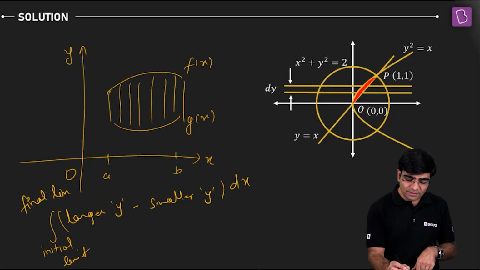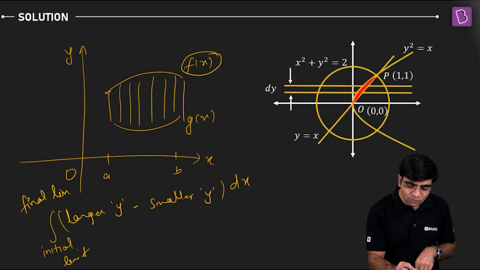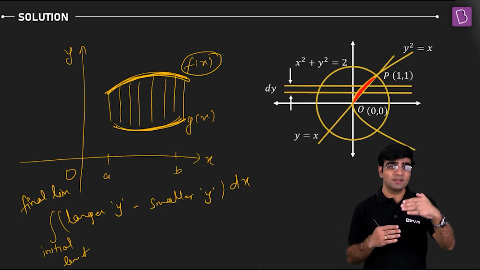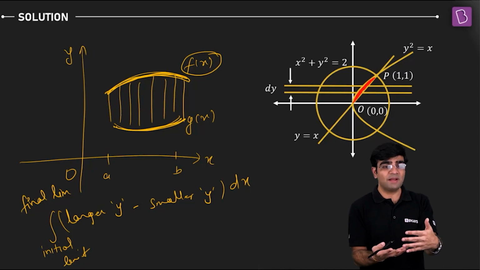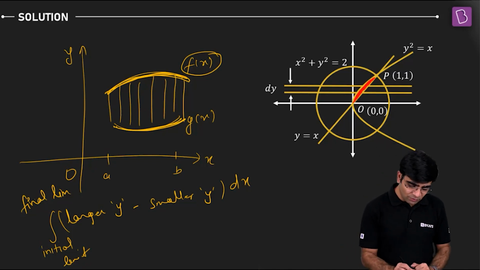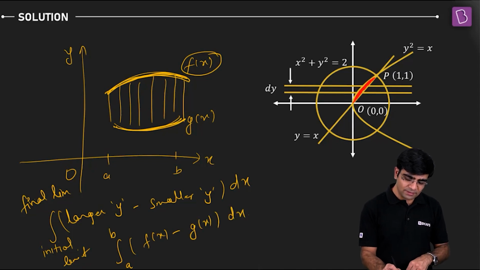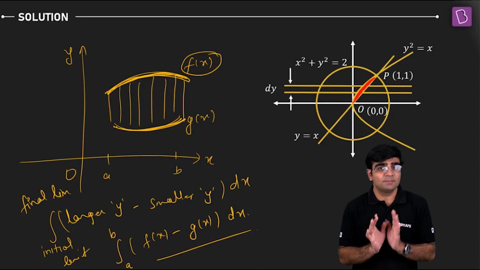So what are the larger y's? See, clearly if f of x is here, all these y's are larger than the y's we have here on g of x, right? So clearly the graph of f of x is above g of x, so it will definitely have larger y values than g of x. So if I go for my formula, the answer will become initial limit a, final limit b. Then what do I have? Larger y's. f of x is larger, g of x is smaller, so we get f of x minus g of x into dx. That's it. You get the area. As simple as it looks.